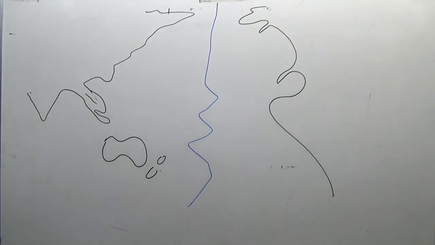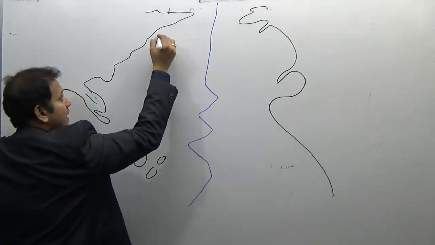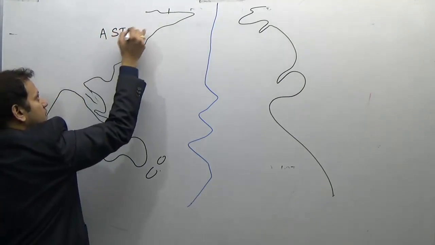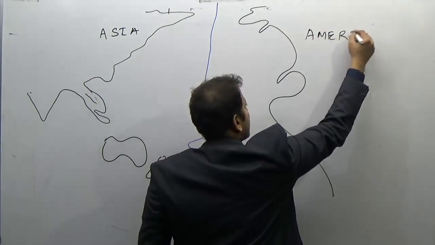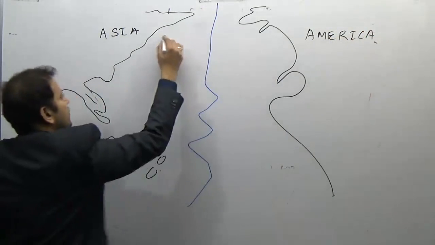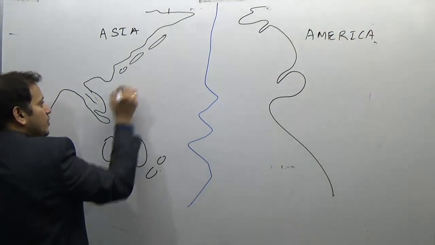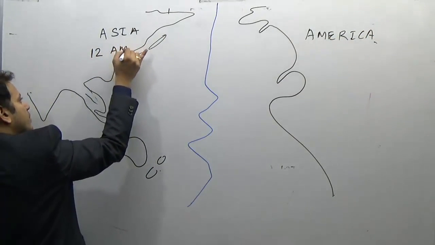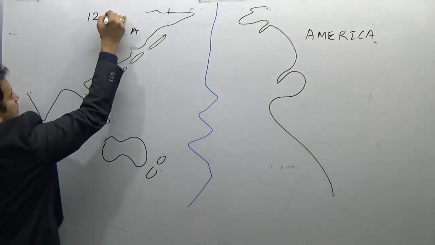So what is an international date line? Considering our diagram, it is 12 a.m. Wednesday here on the Asiatic side. It is America this side. This country is Japan here. What is the time here? 12 a.m. of which night? Wednesday night.